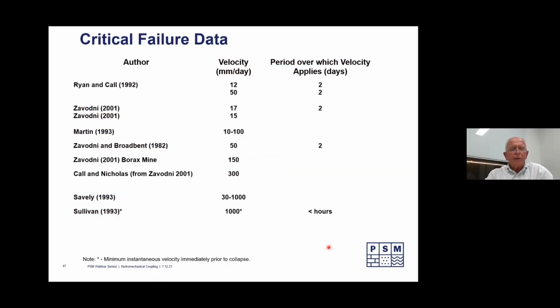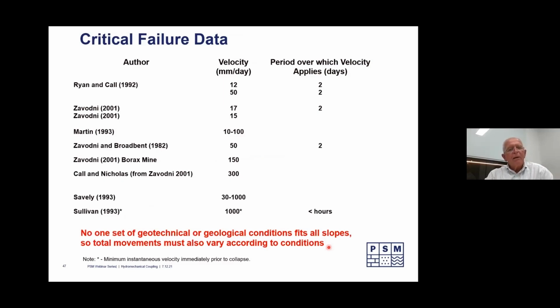People often look at the magic number. What's the maximum velocity per day that things could move at before collapse? They're looking for the holy grail. Really, you can see from the range of numbers here that you can't actually have one number that fits all geotechnical or geological conditions. And so I think this is really a bit misleading, and I'm very uncomfortable predicting things like this any more than a couple of days ahead.